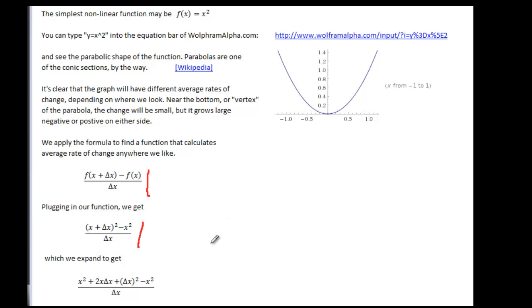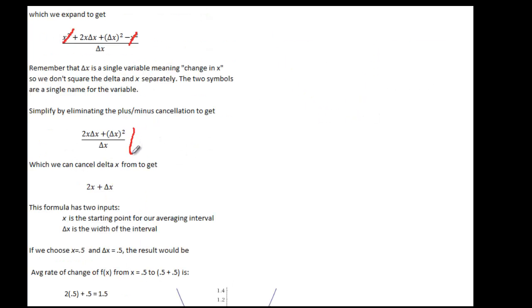Then it's our job to simplify that. When you square something plus something, you have to use distribution or the FOIL method, whatever you've learned. So you should stop and verify that when you multiply x plus delta x times itself, you get this part of the numerator, x squared plus 2x delta x plus delta x squared. As in the last example, some of this is going to cancel out. The x squared and the minus x squared cancel out, and that leaves us with 2x delta x plus delta x squared over delta x. Both of those terms have a delta x, which we can cancel, and we're left with a very simple formula, 2x plus delta x.